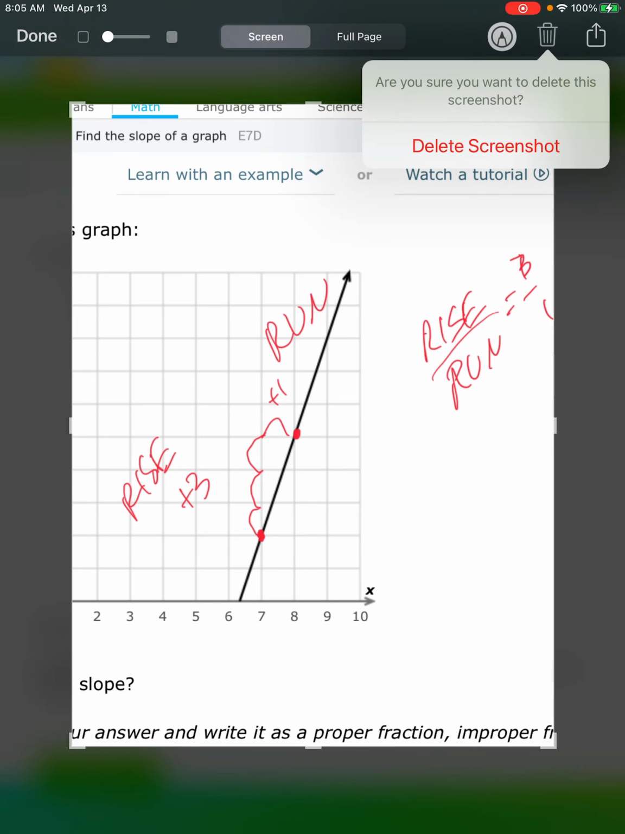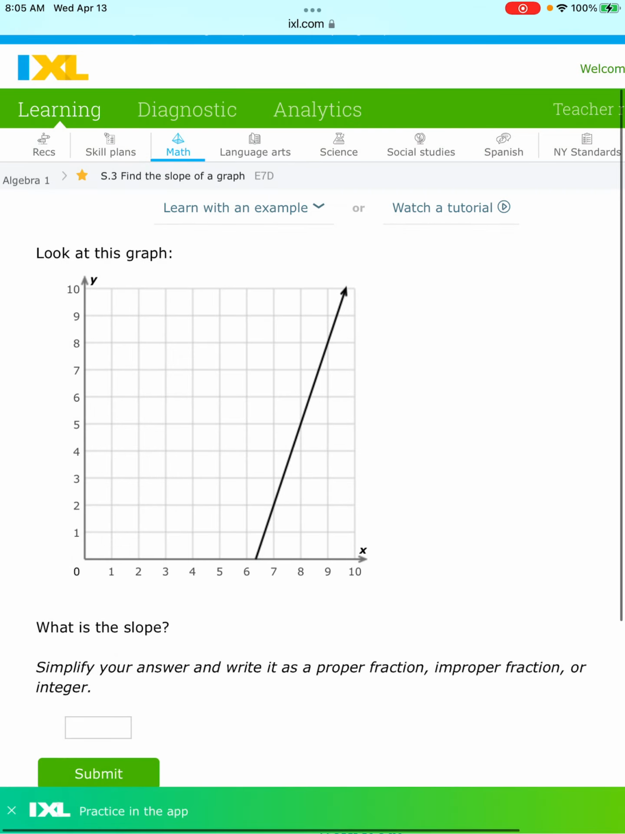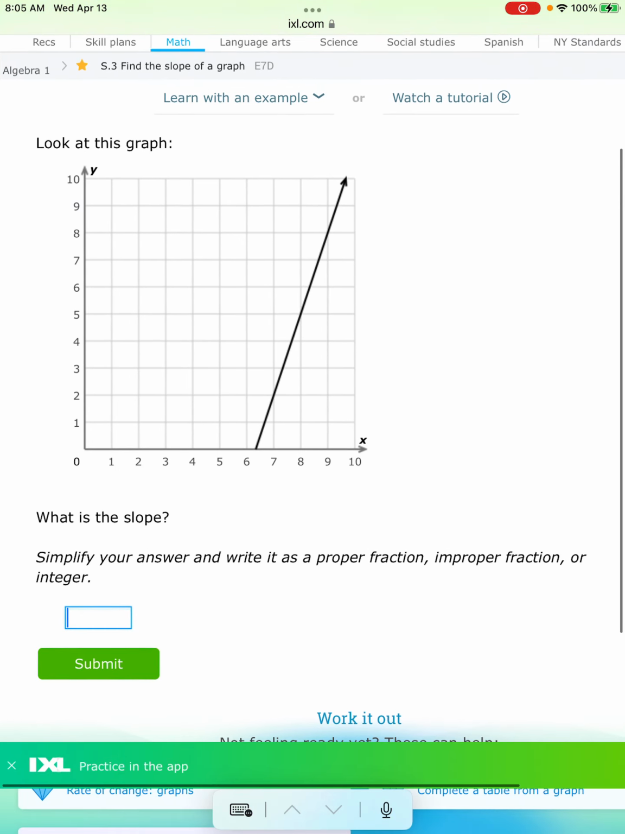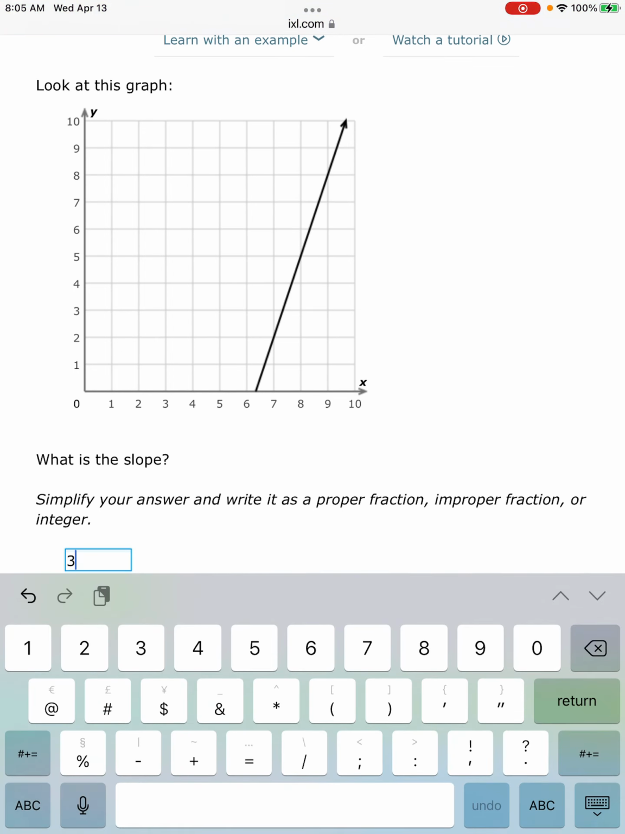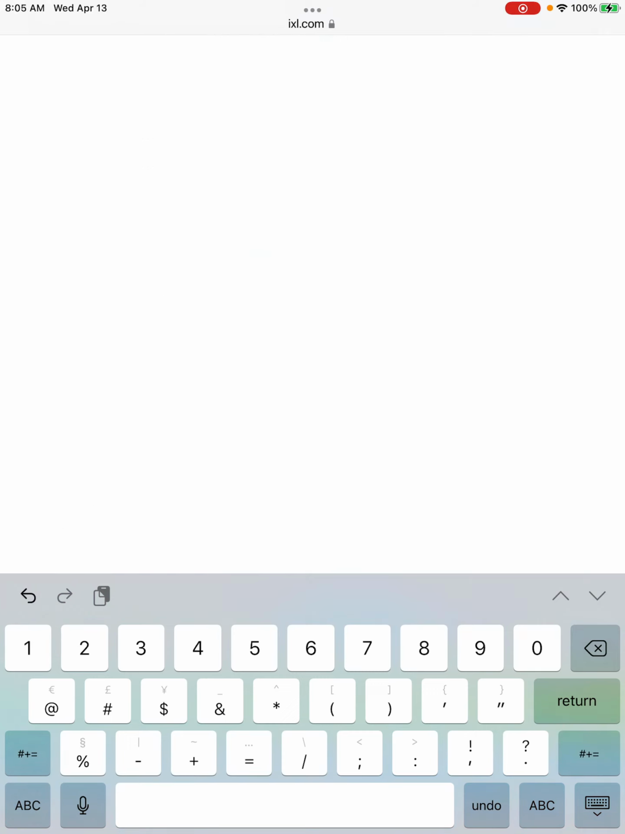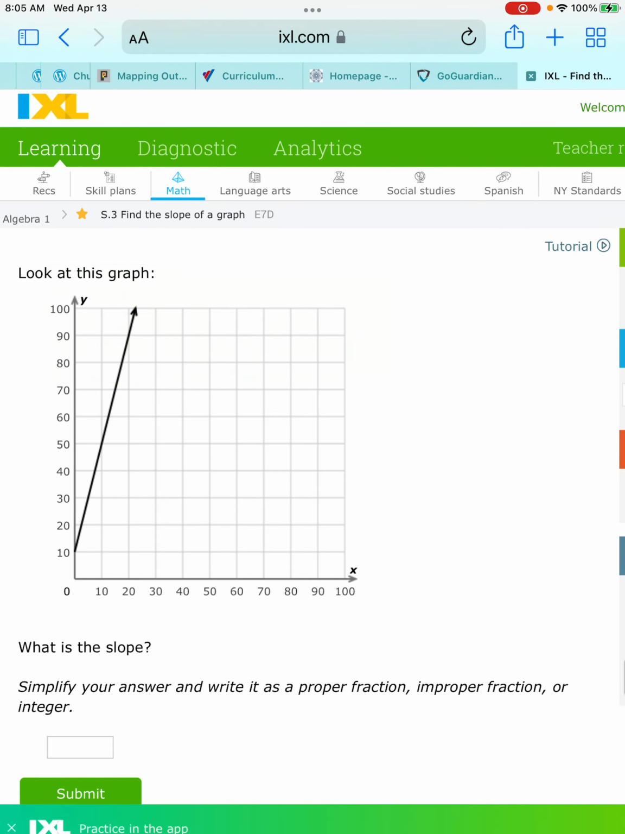So if I go back, I wouldn't put 3 over 1 because 3 over 1 is just 3. But in order to calculate the slope, I did that. So I would just put in 3 here. I need my keyboard. Put in 3, and then I would submit it.